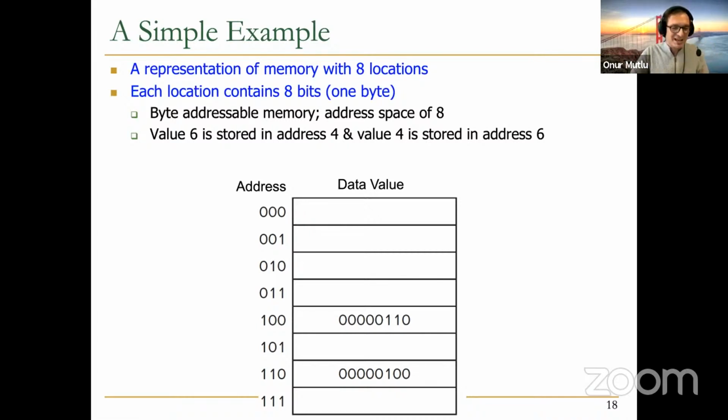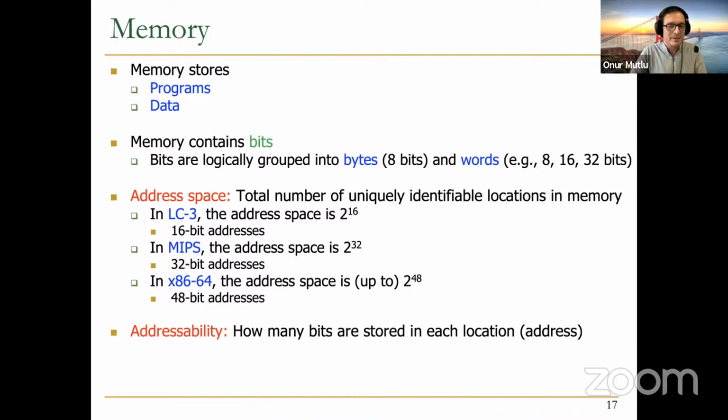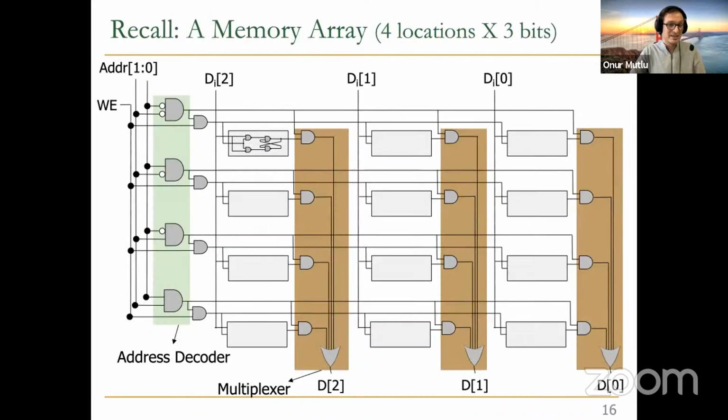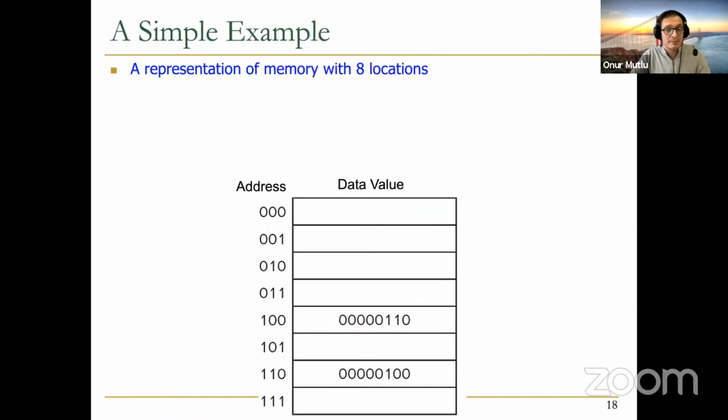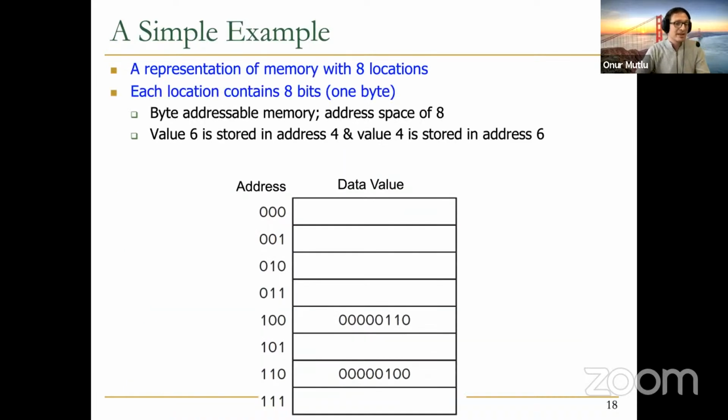Let me go back quickly to the memory that I showed you earlier, this one. You could easily extend this memory to 8 bits instead of 3 bits. If this one stores 3 bits per location, you can easily make it D0 to D7. That's not hard. Then you can easily increase the address space by 1 address bit and have 8 locations. That would be exactly the underlying implementation of this byte addressable 8 location memory.